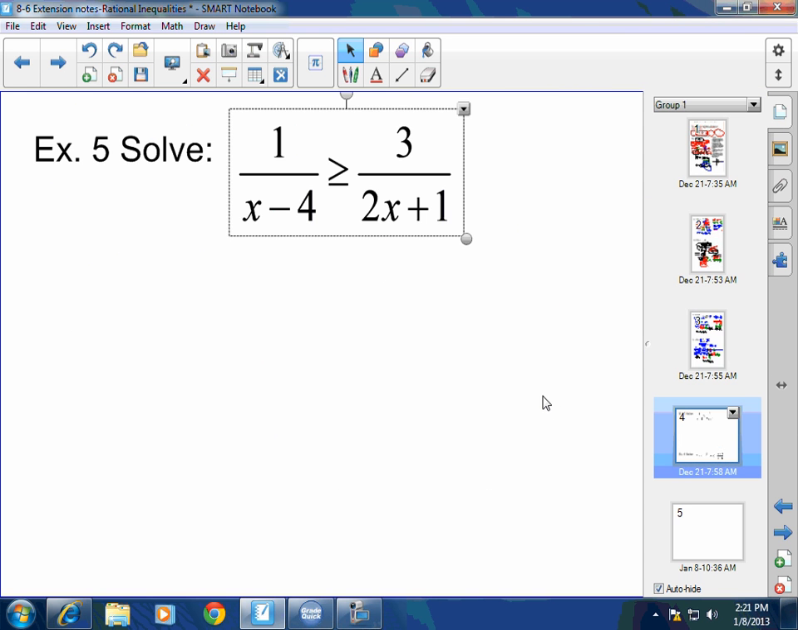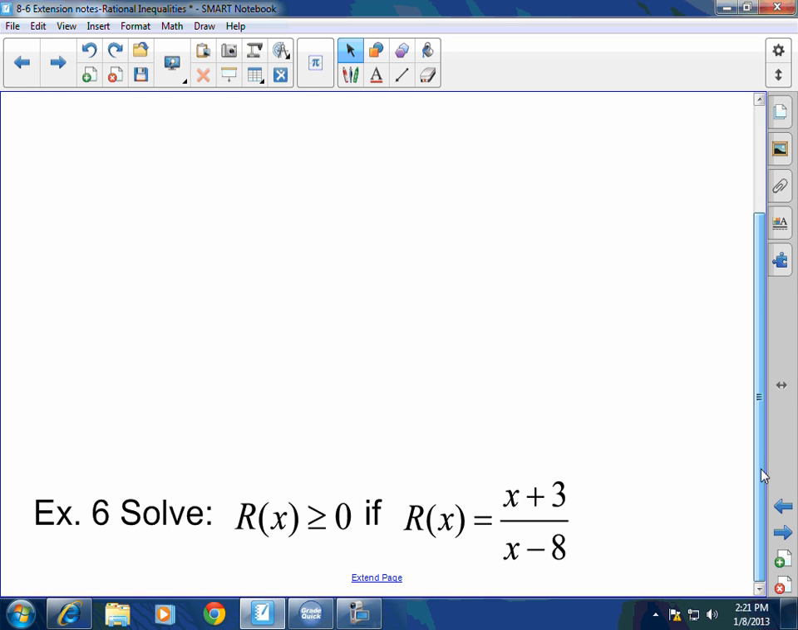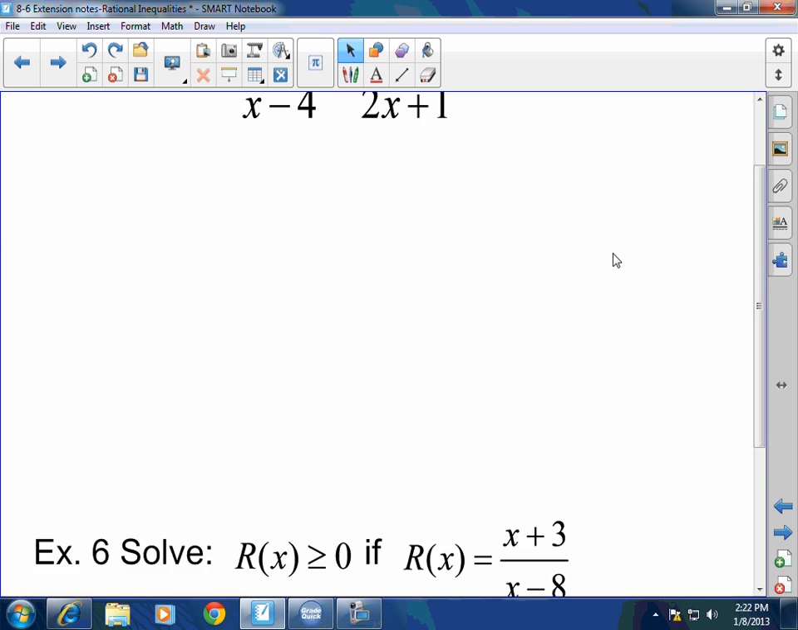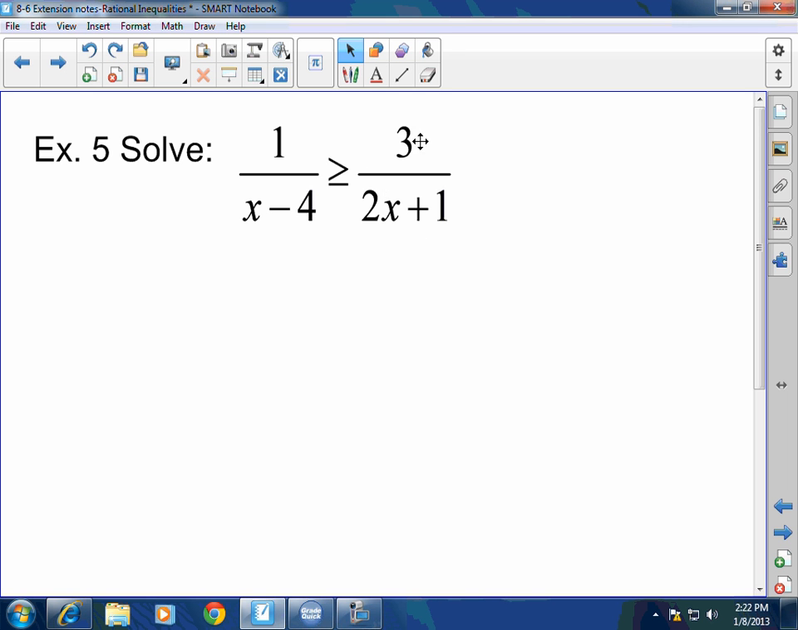And then we got two more, but we don't have much time for this. But look, let me just show you this. If they tell you R of x is greater than or equal to 0, where R of x equals 3x plus 3 over x minus 8, don't I just have to go, that is greater than or equal to 0? That's an easy one. And then for this one, I have to subtract 3 over 2x plus 1 from both sides. And then I add them together, getting the common denominators, and then I do everything the same way. Is that cool?